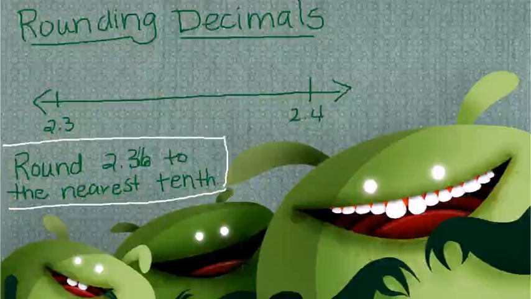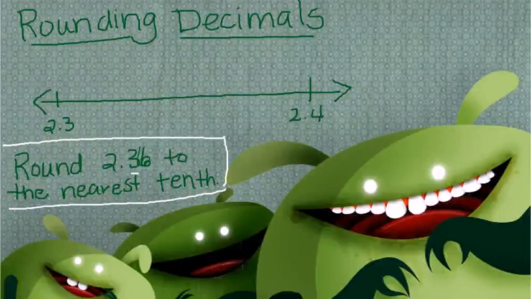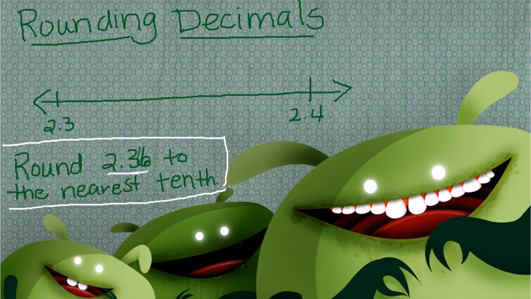Now, I'm first going to show you why a number would be rounded to a certain number based on a number line. And you guys remember two days ago we learned about where numbers fall in the number line. So our problem here is we want to take 2.36 and we want to round it to the nearest tenth.